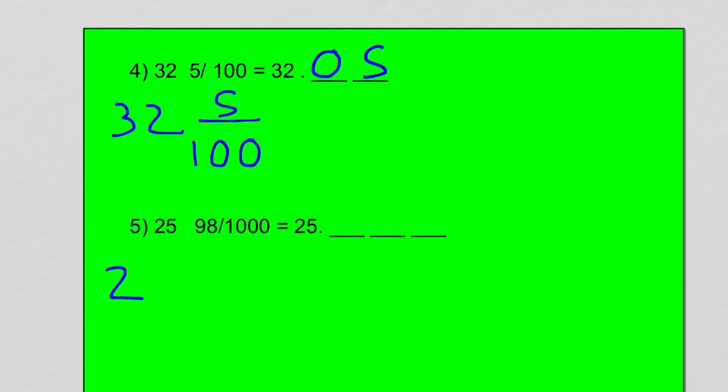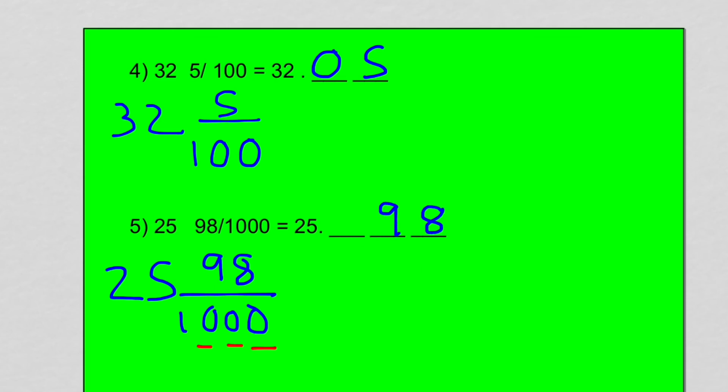Last one we have here, 25 and 98 out of 1,000. Well, we have 25 wholes, and we have 3 decimal spots because there are 3 zeros on 1,000. So we need to have 98 thousandths. Well, this is the tenths, this is the hundredths, this is the thousandths. So we have to have 98 in the thousandths spot and then a 0 placeholder in the tenths. And we have 25 and 98 thousandths.